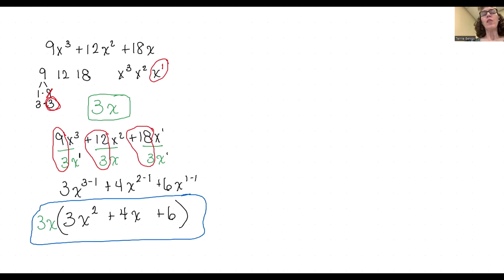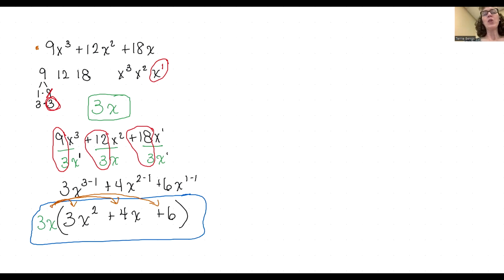And if you were wondering, did I do it correctly? You can always check yourself. If you remember the distributive property, we just multiply anything outside the parentheses by each thing inside the parentheses. So if you multiplied that back out, you should get your original problem at the top.